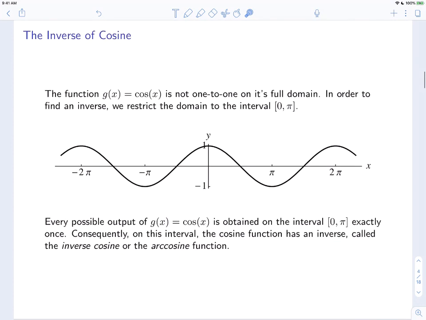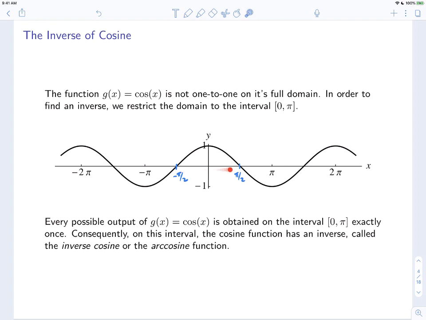So cosine is a periodic function. That means it repeats, so it's definitely not one-to-one on its full domain. Once again, we want to find a restricted domain, and in this case, we pick the interval from 0 to pi. Notice that we can't pick the same interval that we did last time. For sine, we picked the interval from minus pi over 2 to positive pi over 2. That won't work here. Minus pi over 2 is right here, where the graph crosses the x-axis. Positive pi over 2 is right here, where the graph crosses the x-axis again.